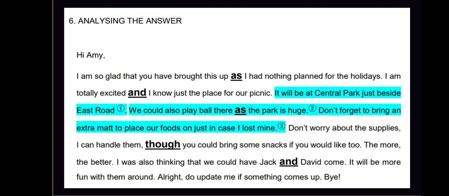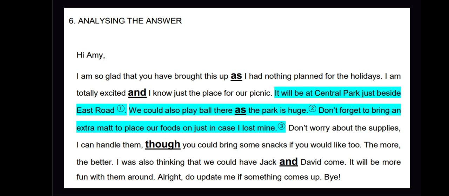Look at the highlighted part here: "It will be at Central Park, just beside East Road." This is where you answer the first question, the place. Just now, Amy asked for your suggestion on what kind of place you would like to go to together if you want to have a picnic together. Now, number two, what can you do there? You can say, "We can also play ball there as the park is huge." And then the third question is asking you about what are the things that you should bring.